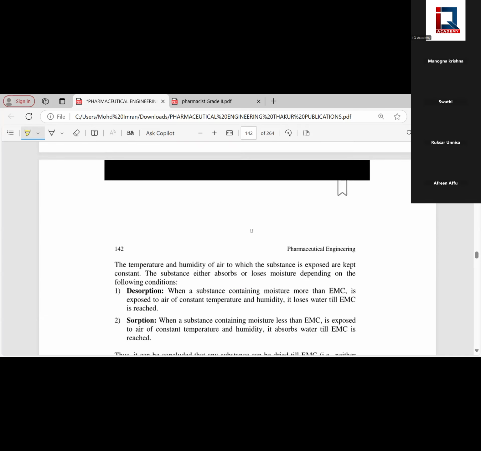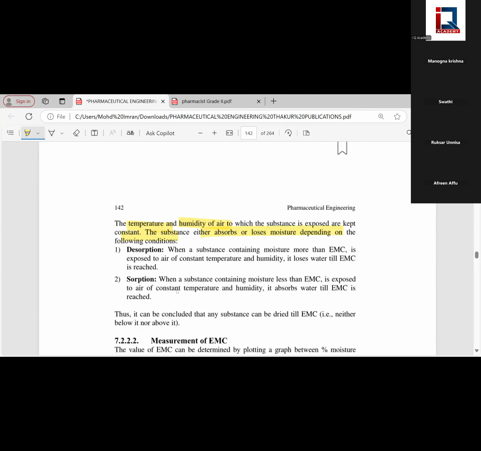Then what does that exactly mean? The temperature and humidity of the air to which the substance is exposed are kept constant. Temperature is kept constant here, and humidity is also kept constant. The substance either absorbs or loses moisture depending on the flow conditions. So two things happen here: one is desorption, the other is sorption.